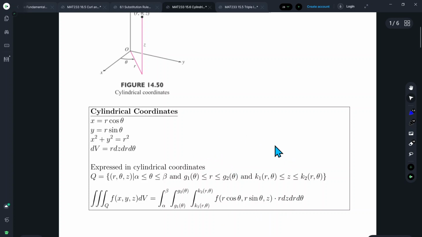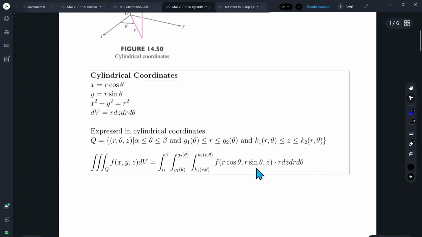Okay, so that's the basic setup for cylindrical coordinates. So next, let's take a look at an example where we do such a calculation.